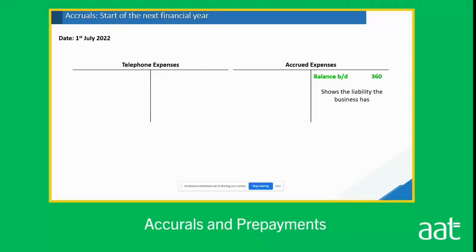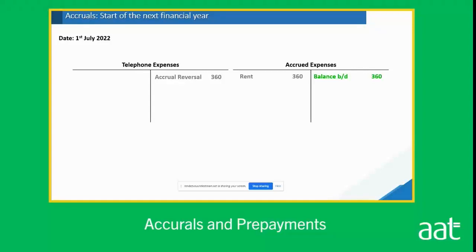Now, clearly that can't remain on my statement of financial position. It won't be a liability because the appropriate payments will be made. And therefore a reversal transaction takes place, which will remove the current liability and pop it back into the telephone expenses account as a reversal. We'll achieve that by debiting my accrual account and crediting my rent account. And that's sometimes a little bit complex.